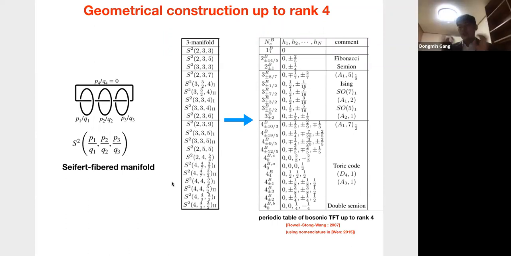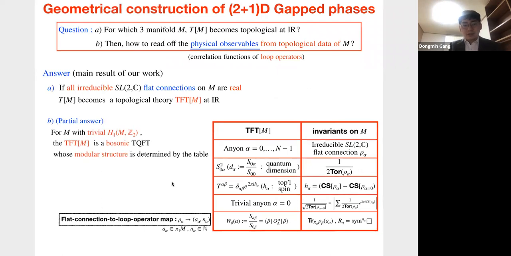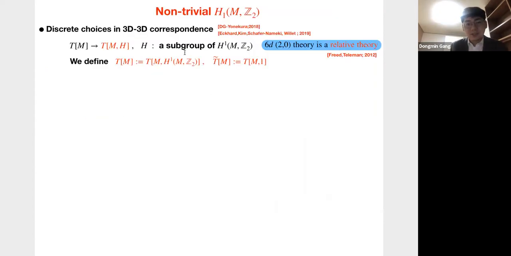It always works. So this is a summary, with the dictionary.